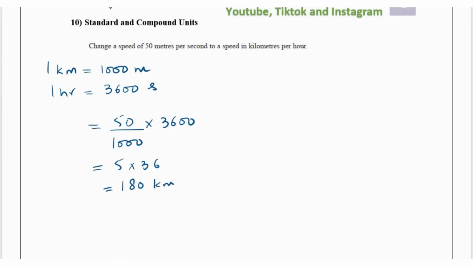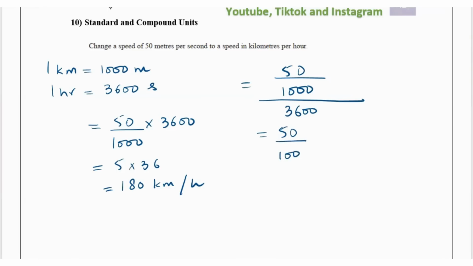180 kilometers per hour. When you go from a smaller to a bigger unit, we divide. So basically, we were doing 50 over 1,000 for the kilometers. And then, since it's per hour, we're multiplying by 3,600 because 1 hour equals 3,600 seconds. So this becomes 50 over 1,000 times 3,600. And that's 180 kilometers per hour.